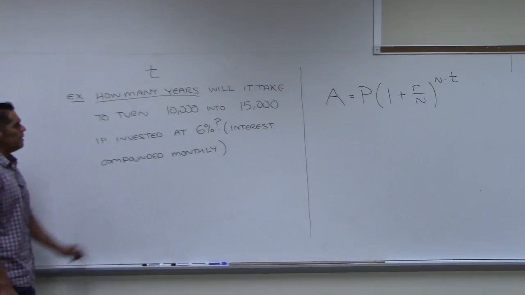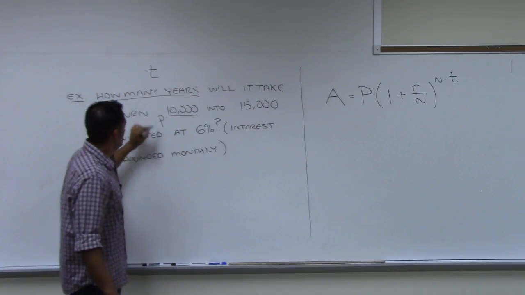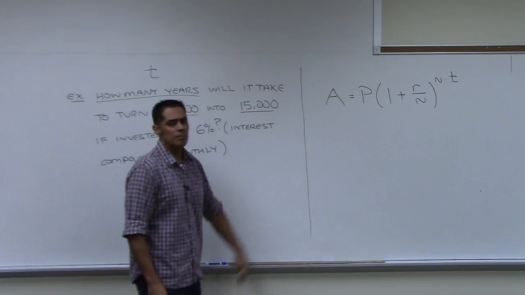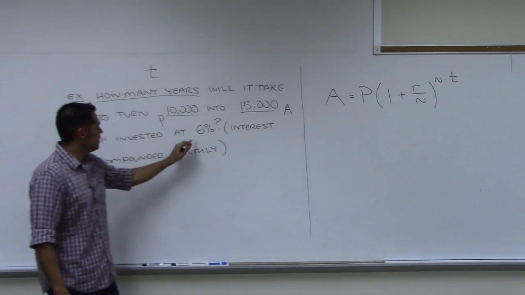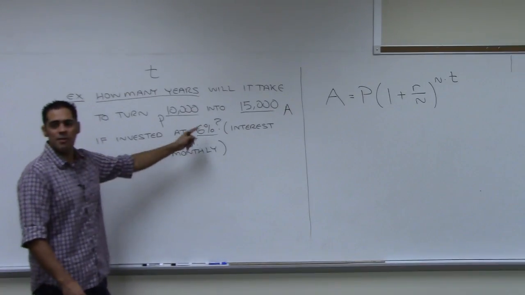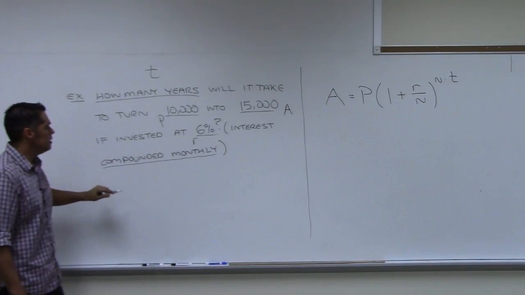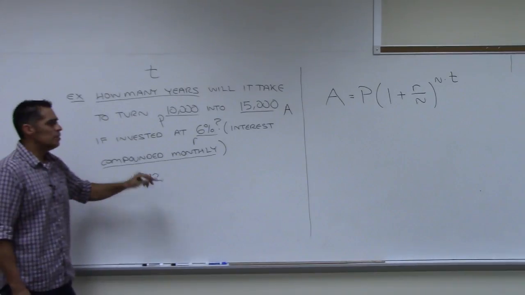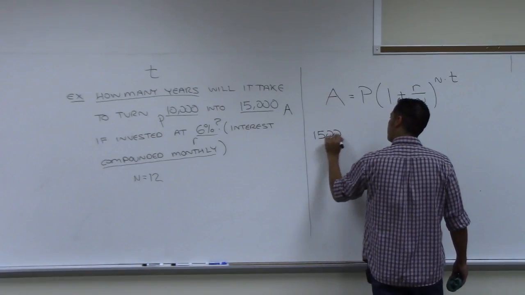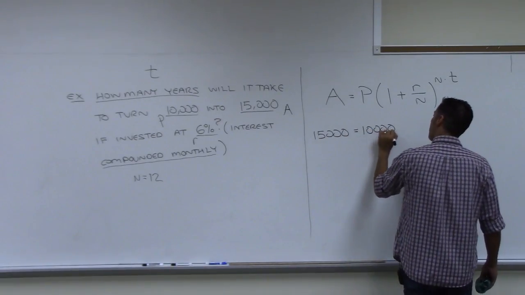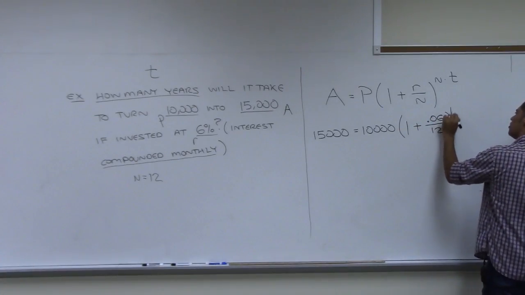All right, so what about 10,000? What's 10,000? That's P. That's the amount that you're going to start with. What is 15,000? The amount that you want at the end, right? That's A. What is 6%? That's your R, but remember you have to turn it into a decimal. And then what about compounded monthly? What does that mean? N is 12. So let me go fill in all this equation here. I have 15,000 equals 10,000 times 1 plus 0.06 over 12 to the 12t.